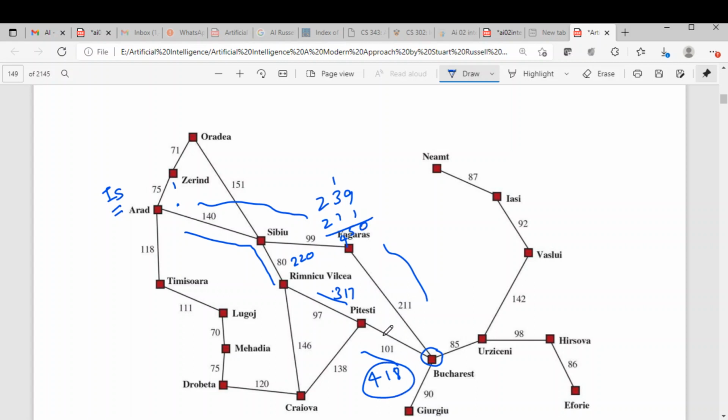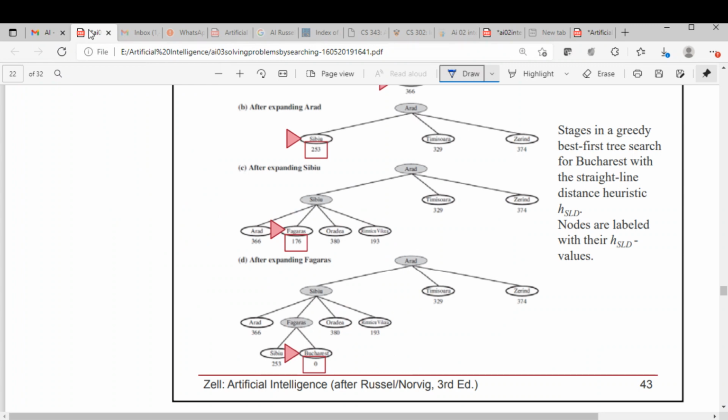Okay, so this path is actually a much better path than this path. So this is actually the optimal path, but this is not the optimal path. The greedy best first search is not giving the optimal solution, but it does give a solution. That's it. Okay.